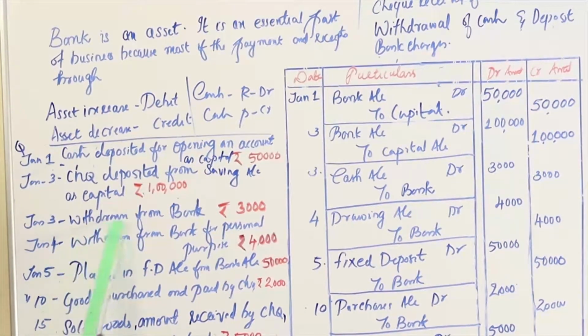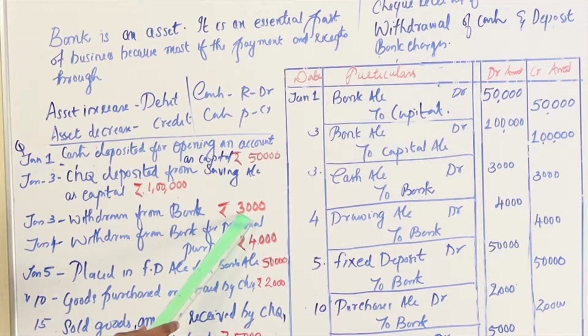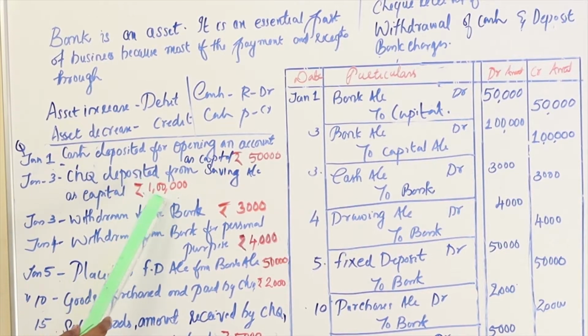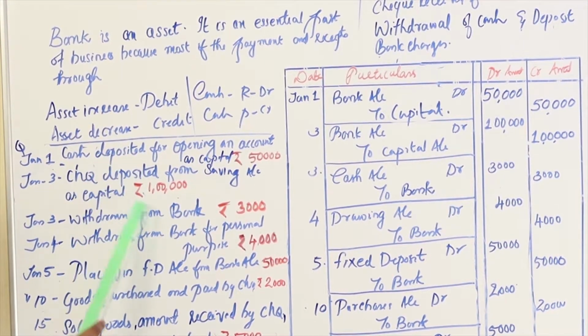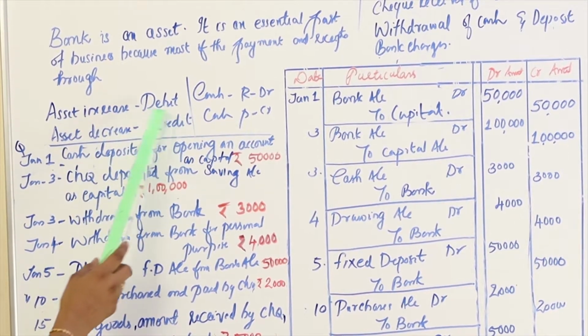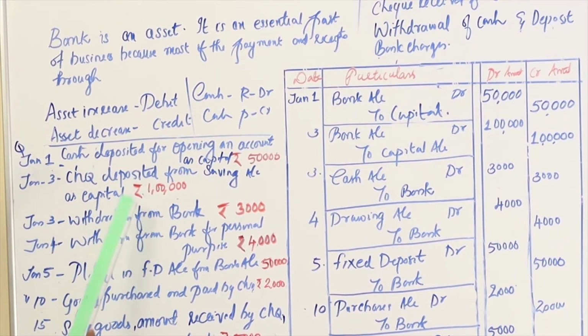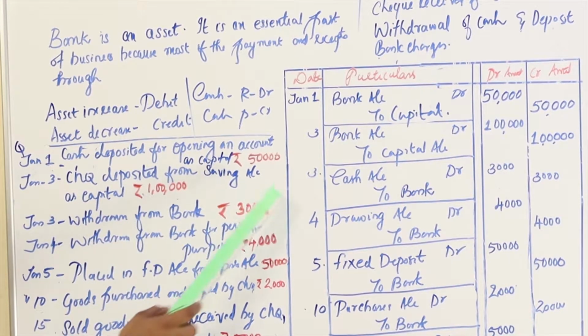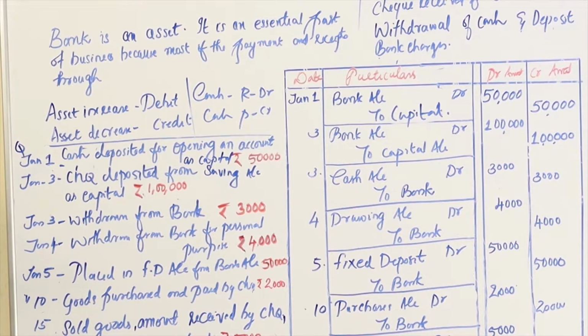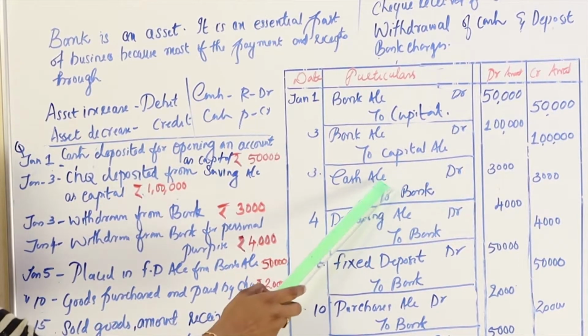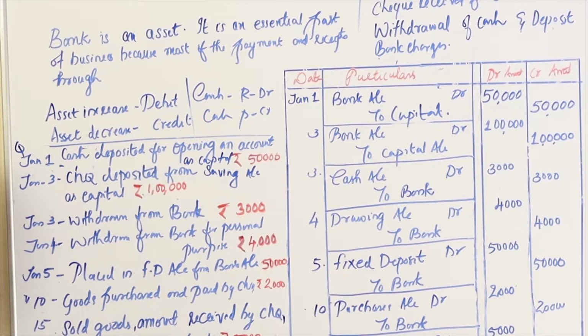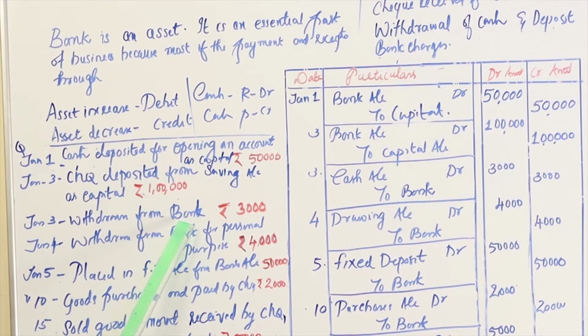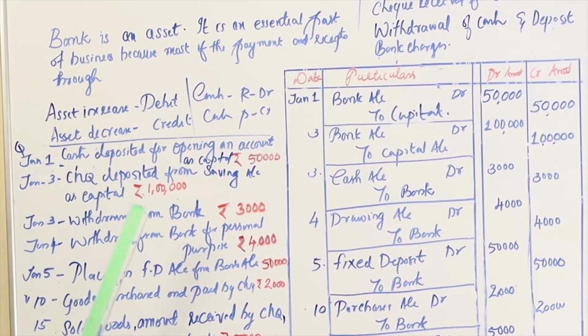Jan 3rd, withdrawn from bank. So cash withdrawal from bank, rupees 3,000. When cash is withdrawn from the bank, bank is reducing and your cash is increasing. Cash and bank both are assets. When an asset is increasing, debit; when an asset is decreasing, credit. So here bank is decreasing and cash is increasing. So cash you have to debit, bank you have to credit. So the entry will be cash account debit to bank, 3,000. This is withdrawn from bank for office use.